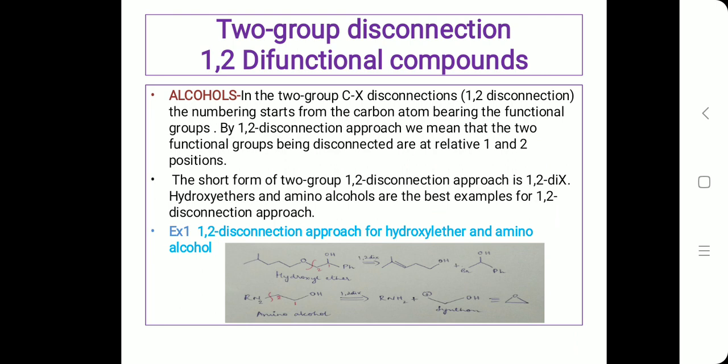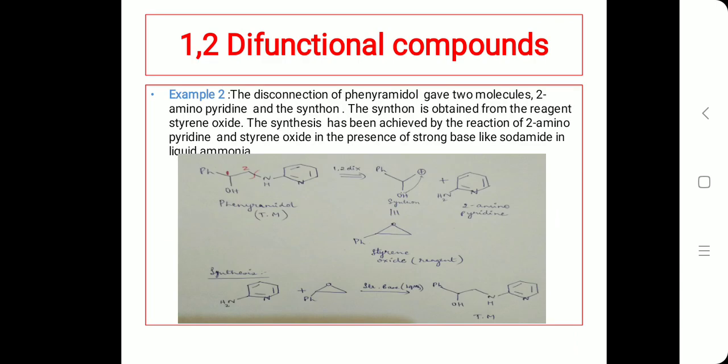So after disconnecting, we are going to get a primary amine and a synthon, that is an alcoholic cationic synthon. Now the equivalent for this alcoholic cation is going to be an epoxide. Here we have the lone pair on oxygen which will be given to the positive charge of the carbon atom, and hence we are going to get a three-membered ring, which is the epoxide with oxygen in it. So that is the epoxide. Next we'll learn some more examples.